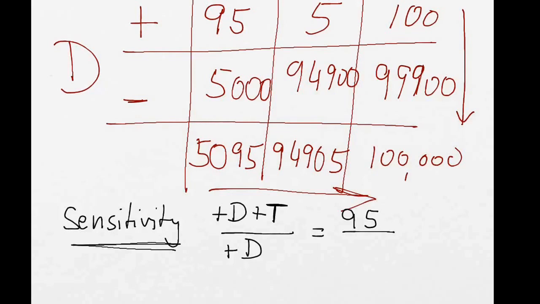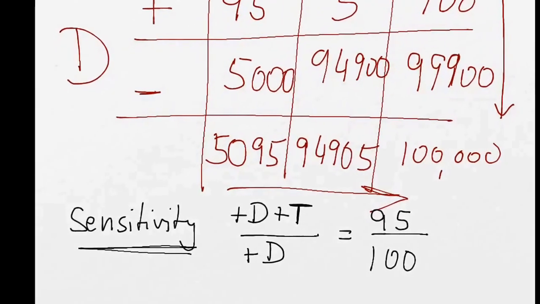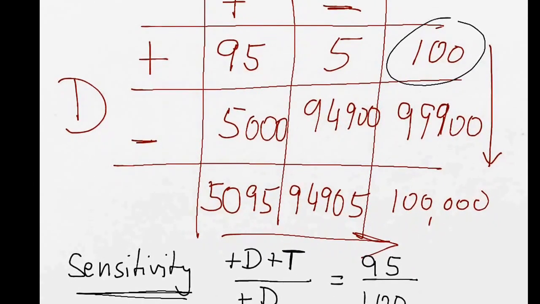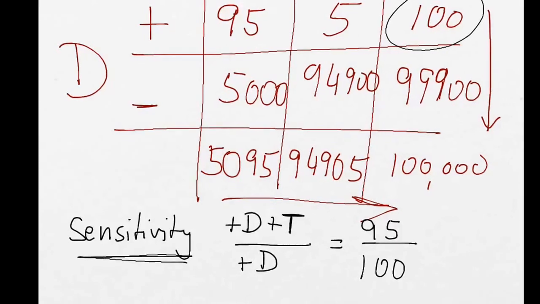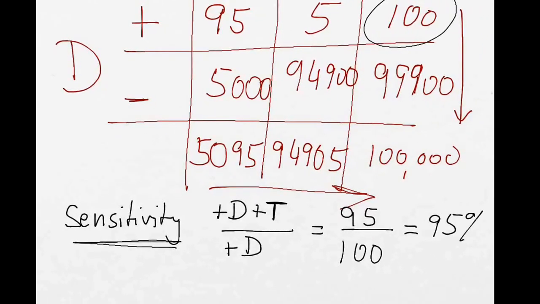How many have the disease? 100. Yeah? This is this one here. So what is 95 divided by 100 in percent? It's 95%. Do you see something here? What did I say about the accuracy? It's 95%.